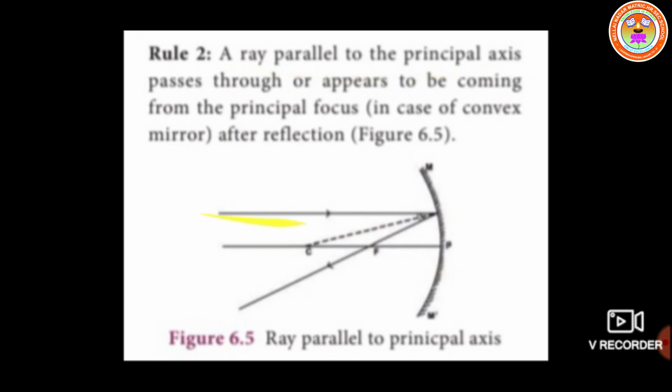A ray parallel to the principal axis, after the reflection, passes through or appears to be coming from the principal focus. So here this is the incident ray. The incident ray is parallel to the principal axis. This is the principal axis. So when the ray is parallel to the principal axis, after the reflection this ray appears to be coming from the principal focus. This is the principal focus, denoted by the letter F. Okay students.